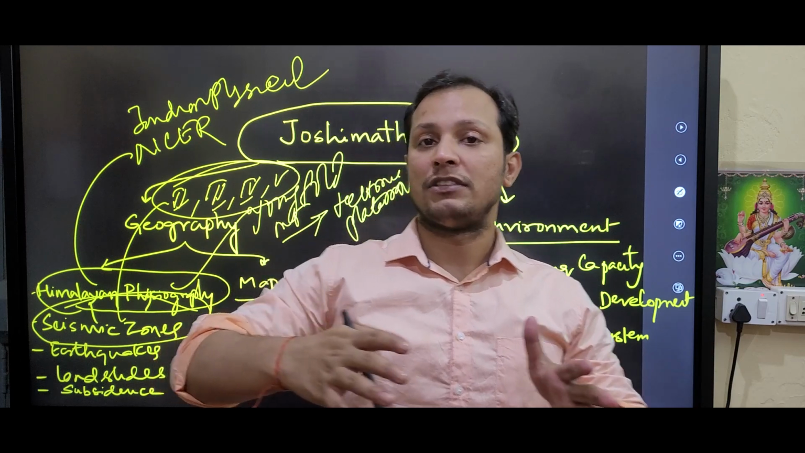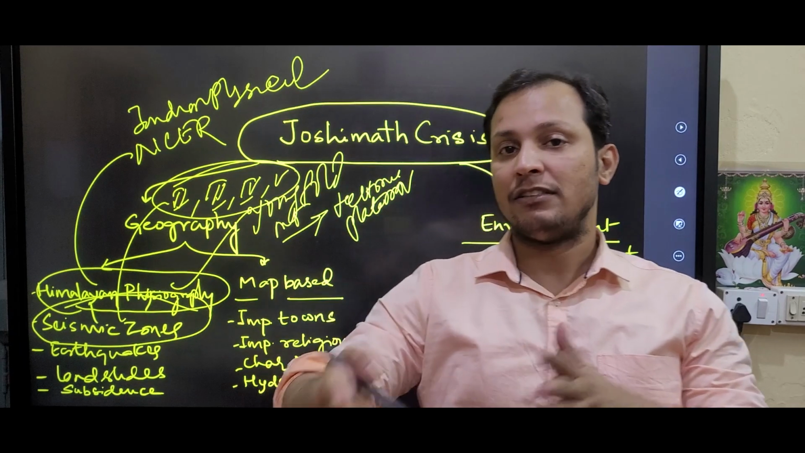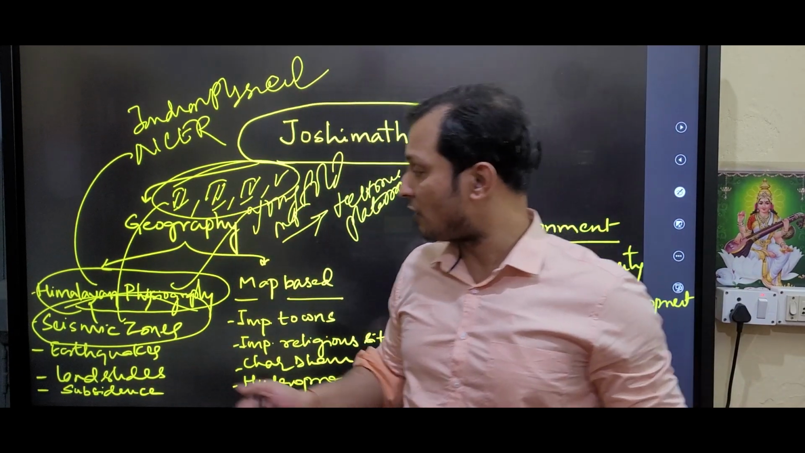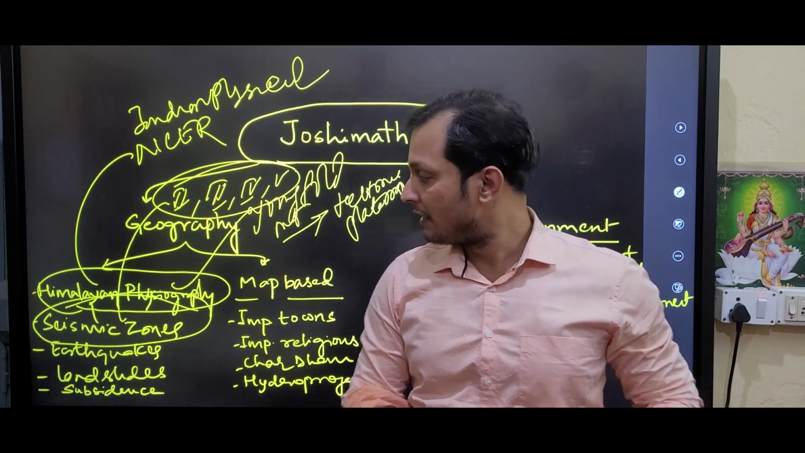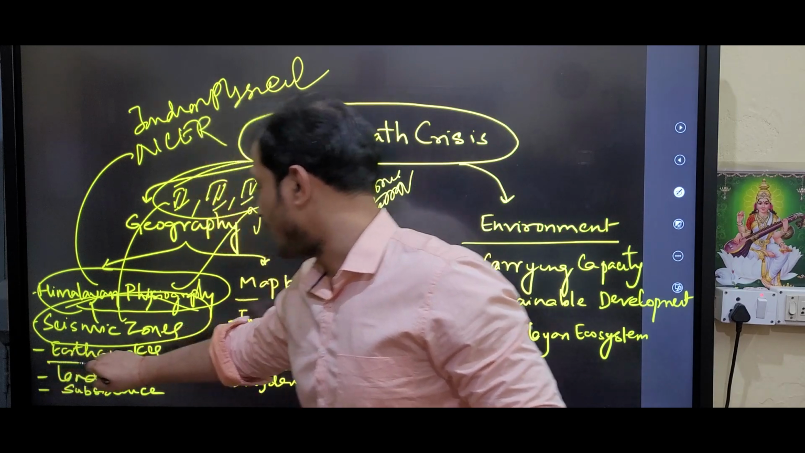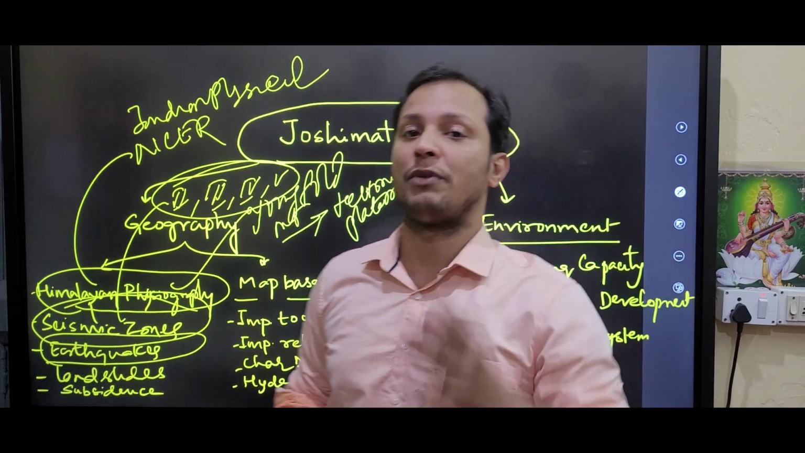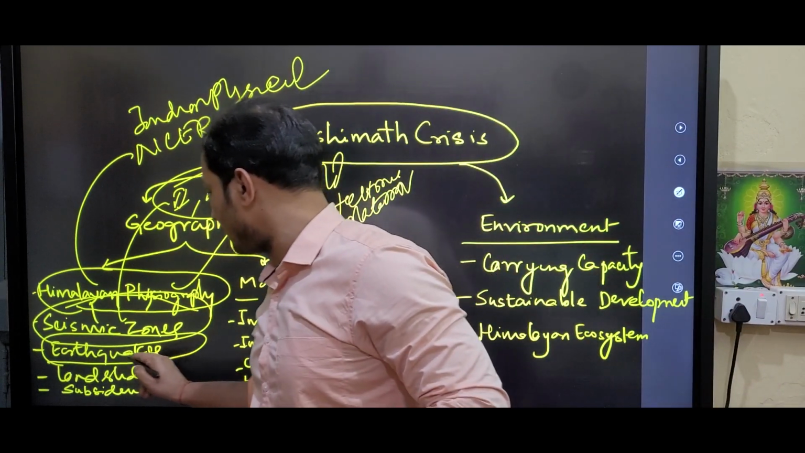Which area falls in zone 5, which area falls in zone 3, zone 2, zone 4, you need to prepare that, and which organization brings this seismic zonation, that also you need to prepare. Next you need to prepare earthquakes: the concept of earthquake, what causes earthquakes, and which are the earthquake-prone areas in India. The next topic you need to cover is landslides.